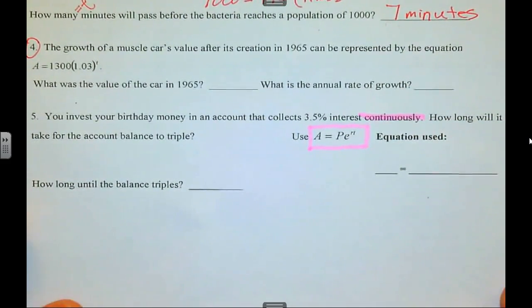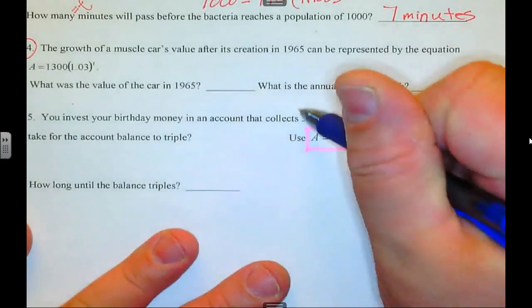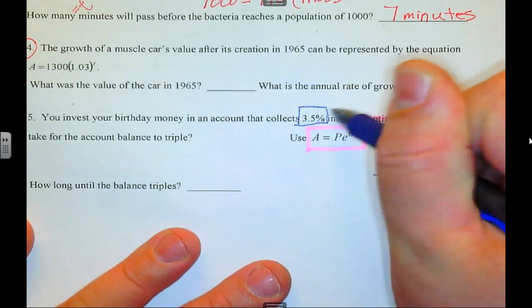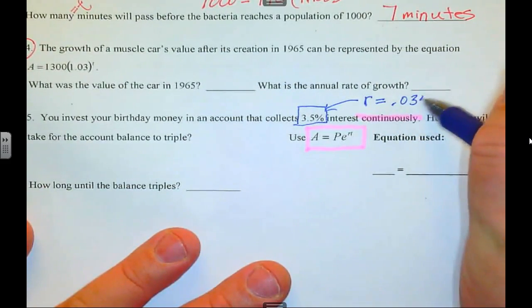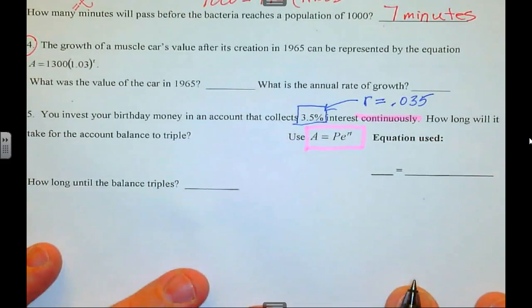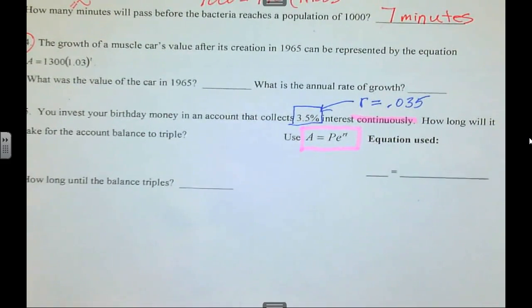Okay, you invest your birthday money in an account that collects 3.5% interest. So what's that? A rip-off. Wonderful. So my rate is 0.035. How long will it take the account balance to triple? Well, I need a starting point, right? How about if we just use $1? Would that work? I could use any initial amount, right? They don't tell me the initial amount. So I'm going to use $1 and make my life easier.